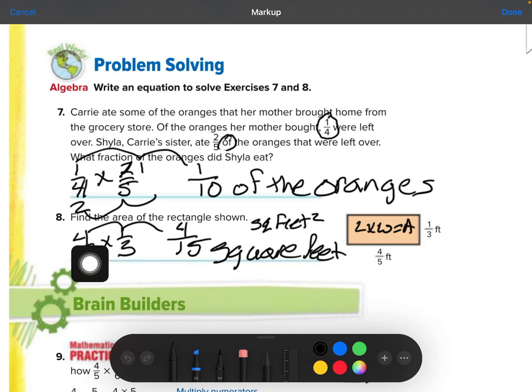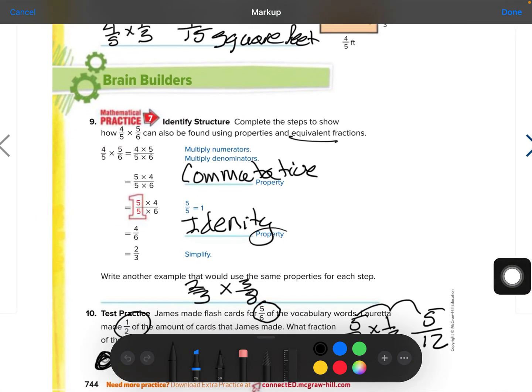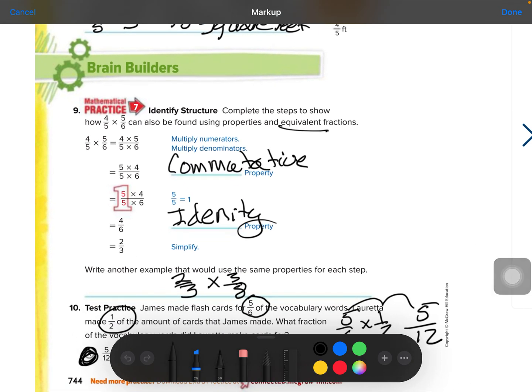Find the area of the rectangle shown. We are multiplying 4/5 times 1/3. Multiply it straight across. 4 times 1 is 4. 5 times 3 is 15, and it's feet squared.